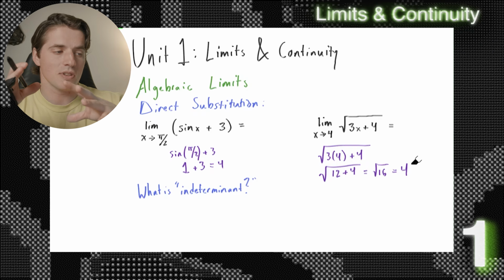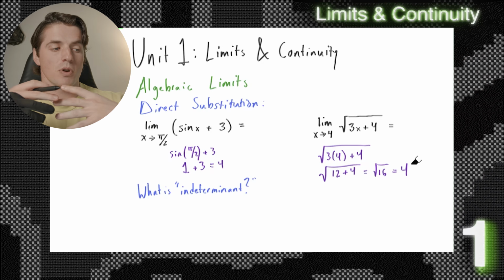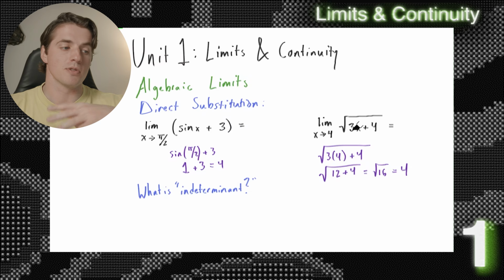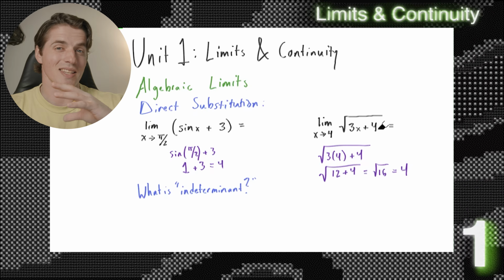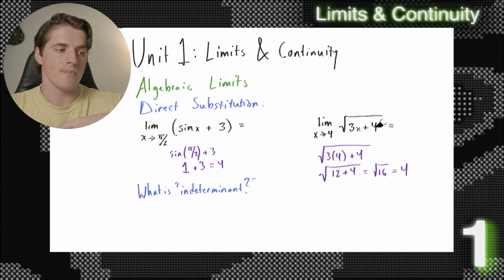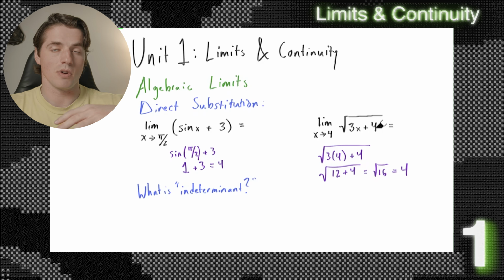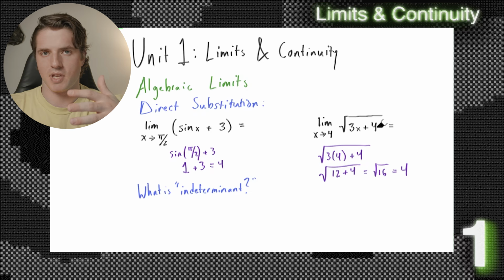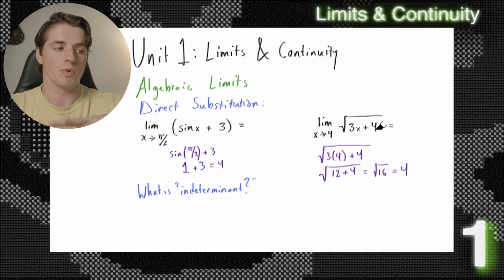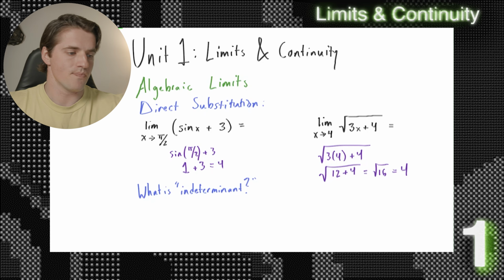Now, you might be able to see where we could have a problem with the square root if we were to plug in, like, negative 10, for example. This would be negative 30 plus 4, negative 26. We can't take the square root of a negative number, at least not in calculus AB or calculus BC. We're not going to be doing calculus with complex numbers. So we would have an issue there. We wouldn't have a limit at that value, but that's something we're going to talk about later.